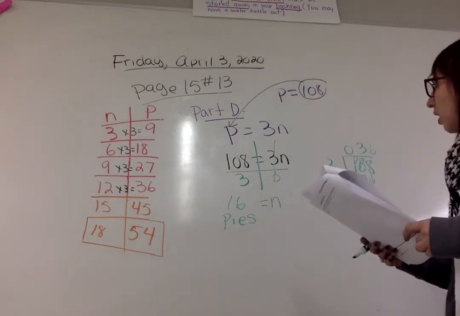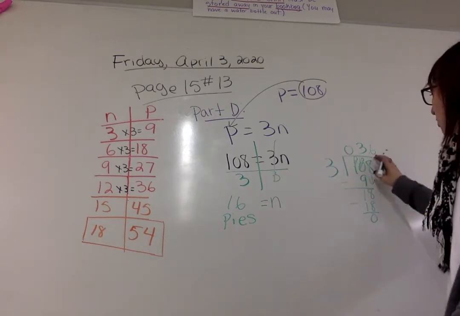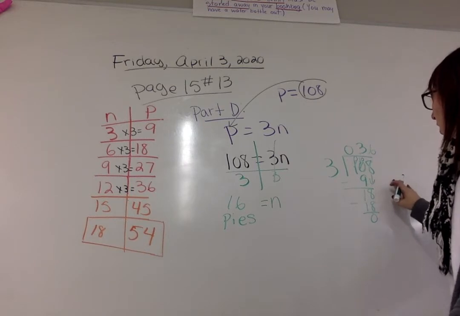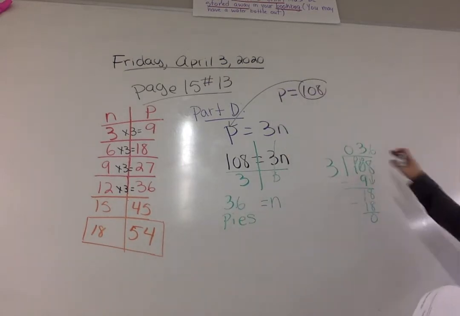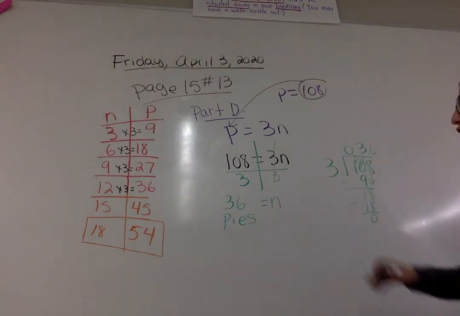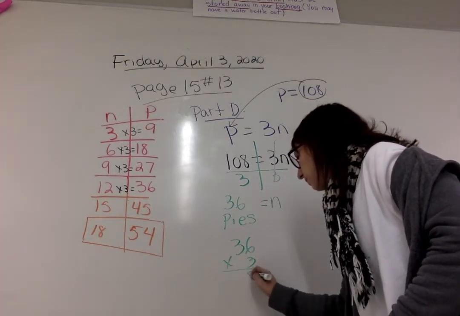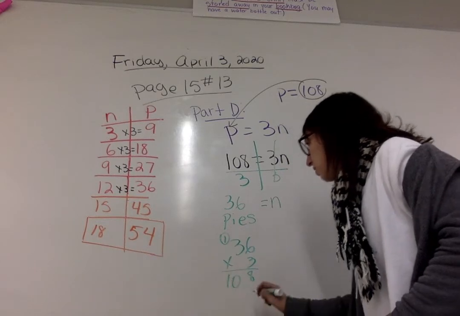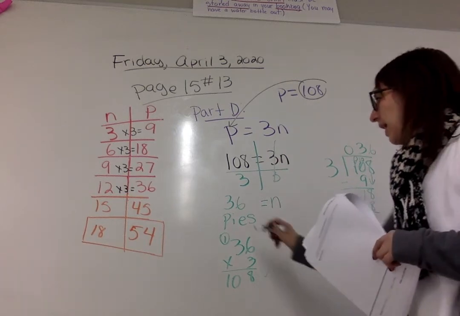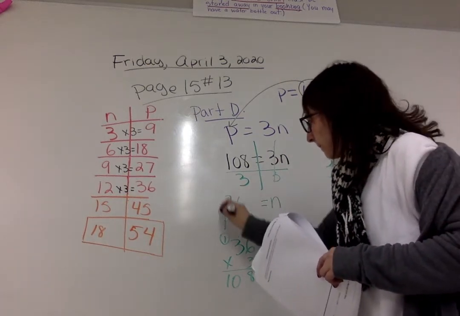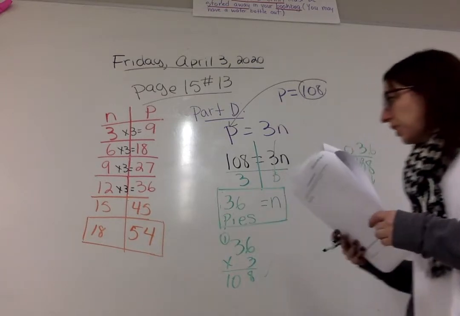No, hold on a second. Something is wrong over here. Hold on. 3, 9. No, that's correct. Sorry, not 16. 36 pies. My mistake. I had it right here. 36 pies. 36 times 3, so we're going to check it. 36 times 3 is 108. $108. So therefore, N is 36 pies.